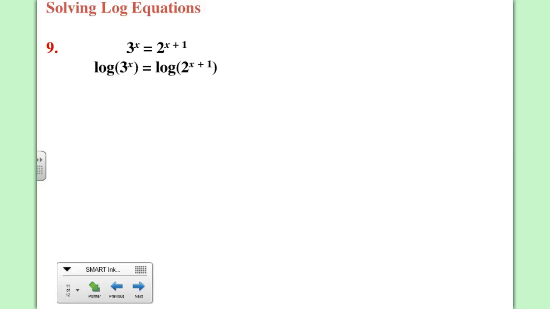So if I take the log of both sides, I now have to use my power law, and I get something that looks like this. Now that looks a little ugly. If I were to ask you to solve this question way back in Math 10, you'd say, oh, Mr. K, that's easy. 3x equals x plus 1 times 2.